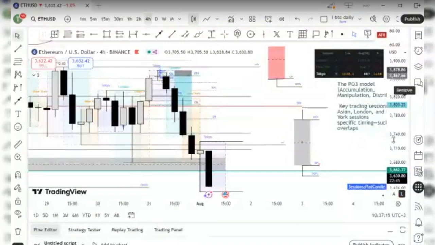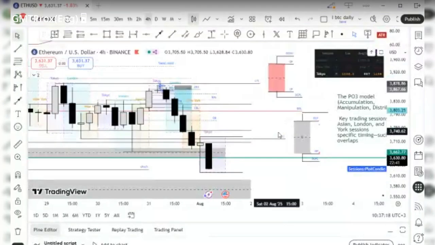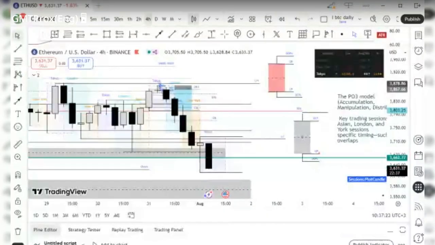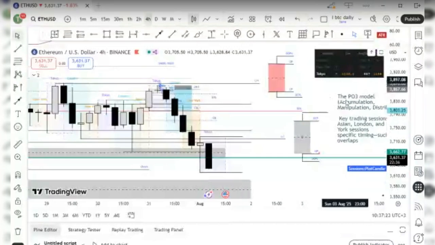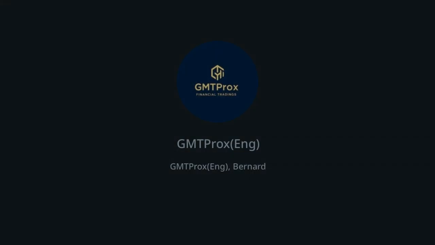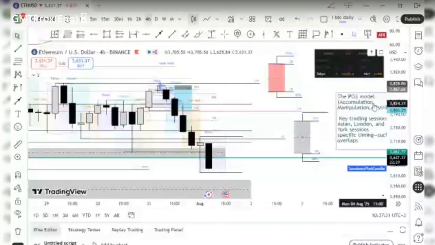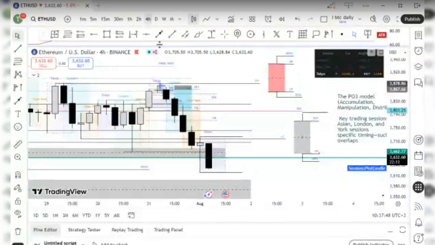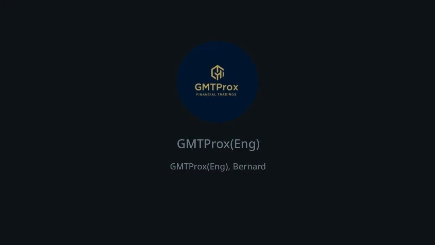Fine. So now, what do you want to understand here? Accumulation is the Asian market. The Asian session gives you the accumulation. Now, this is the Tokyo session. We have already identified our lows and highs. Now we have the range, a 4-hour range. This is a 4-hour range.